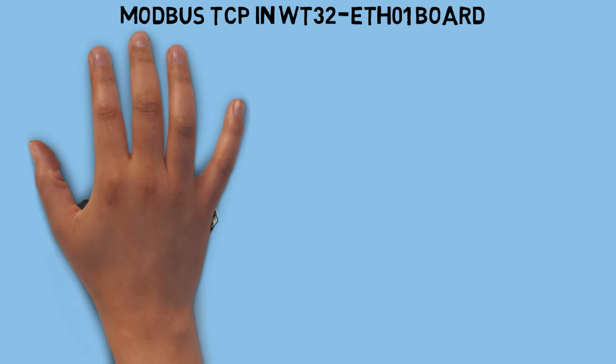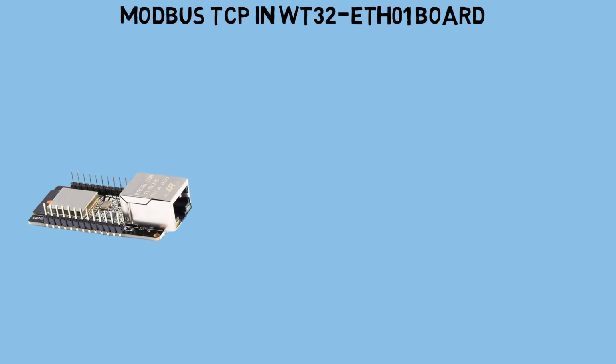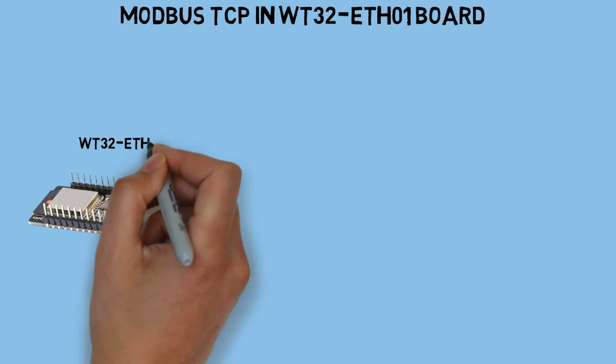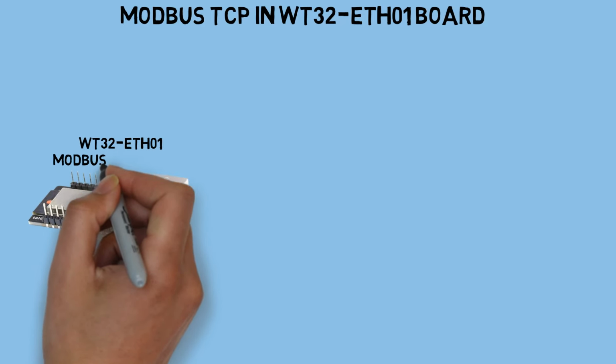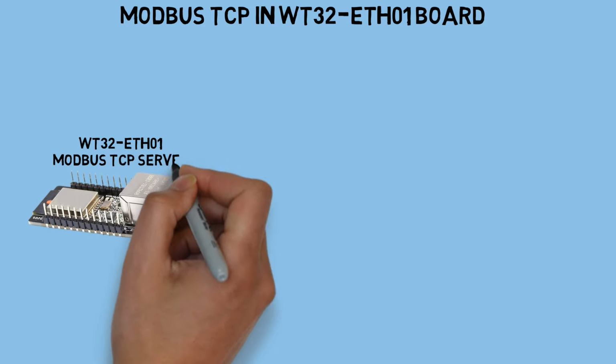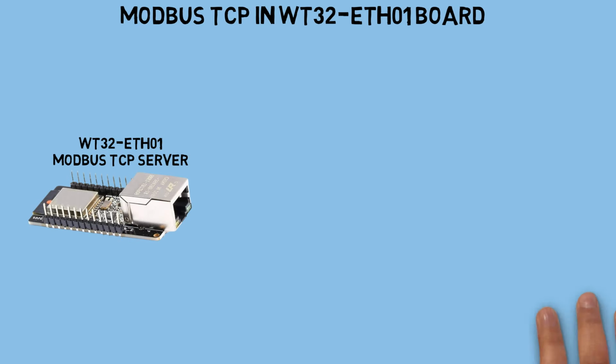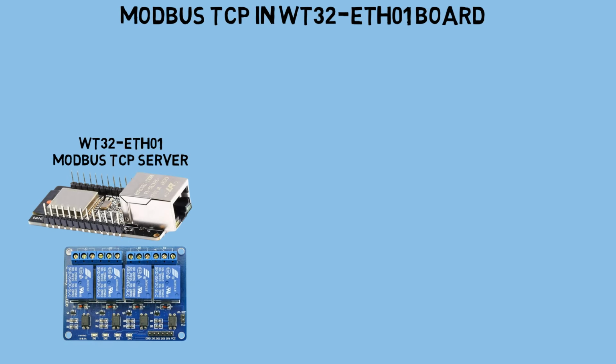In this video, I'm using the WT32-ETH01 as a Modbus TCP server. Within this Modbus setup, I've created four coil registers. The state of these coil registers will control relays connected to GPIO pins on the board.